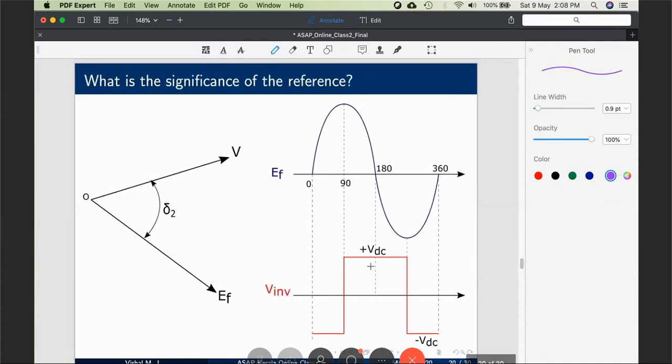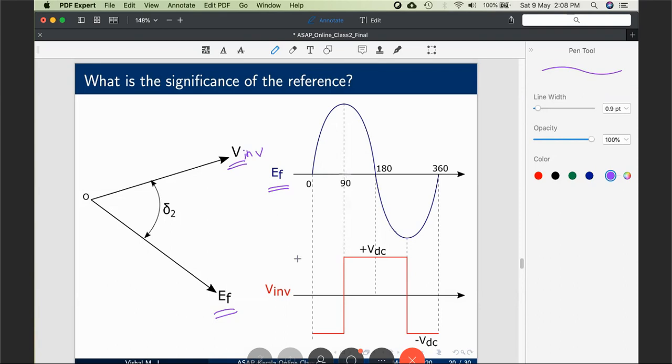Now, what is the significance of this reference? What is your EF? See, EF is this, V is the applied voltage, the inverter voltage is this, and delta is the angle between them. The excitation voltage is a sinusoidal quantity. At 0 it starts, at 90 degrees it takes its peak, at 180 it comes back to 0, at 270 it takes its minus peak, and at 360 it comes back, and thus one cycle is completed.